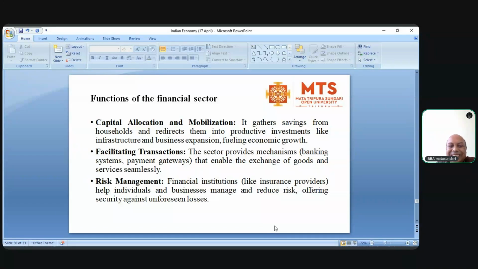Financial institutions like the insurance sector are also helpful for reducing the risk of life and the risk of various assets. So financial institutions are also helpful for risk management of households or common people. When people save money in a bank, their money is safer compared to saving money in their own house.